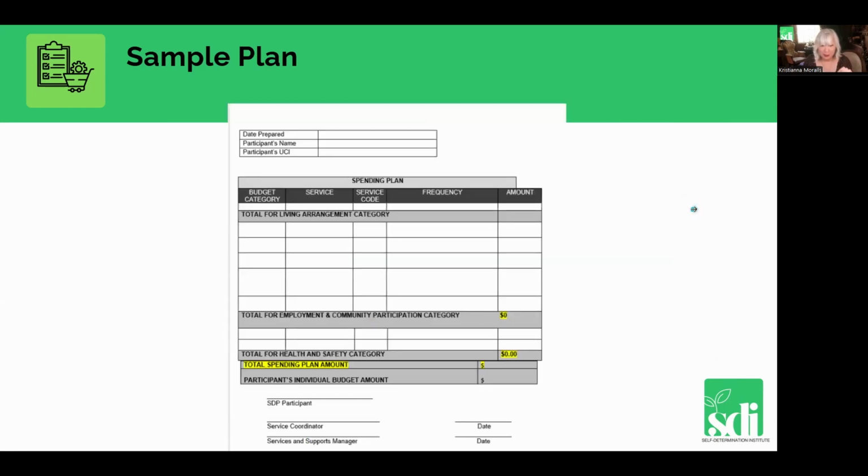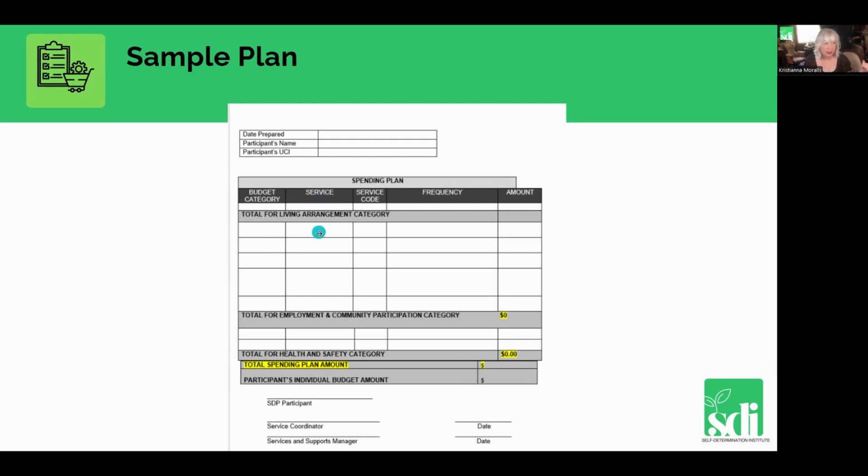Now, I don't want you to panic if you're not an Excel person. I know Excel can be really scary for people who are not Excel people. You could use this sample spending plan as well. I have seen people who have used this sample spending plan and they've written them in by hand. It's okay if you put all that same information. What budget category? There are 3 budget categories: living arrangement, employment and community, and health and safety. And you'll see all of those on the service code lists.